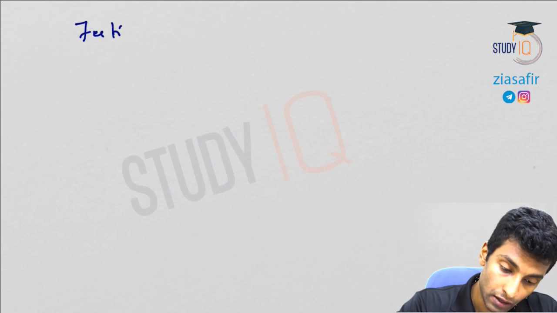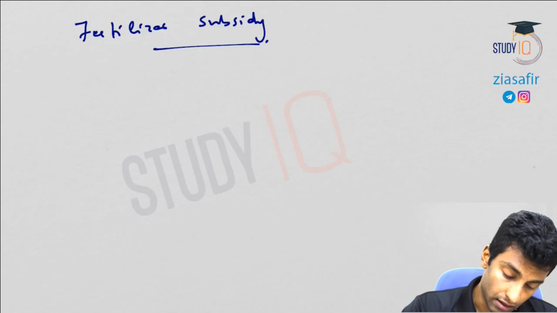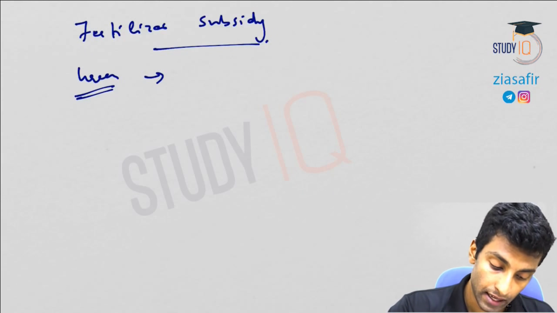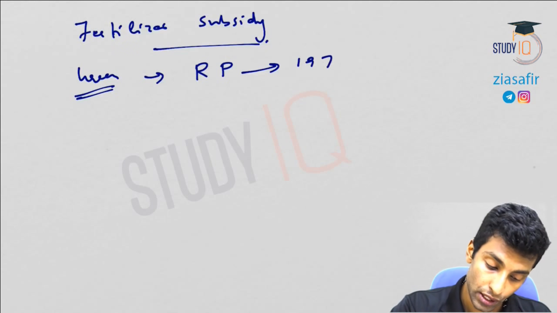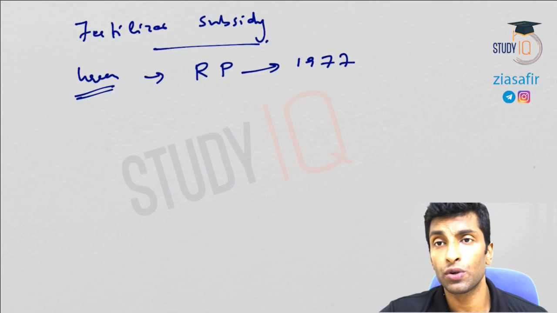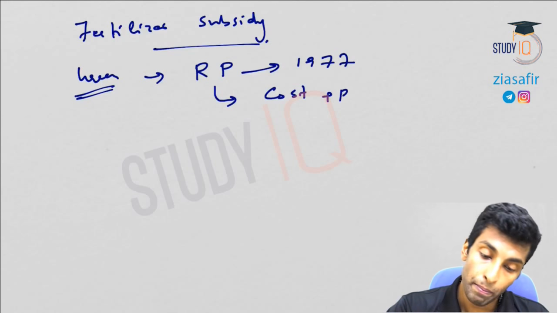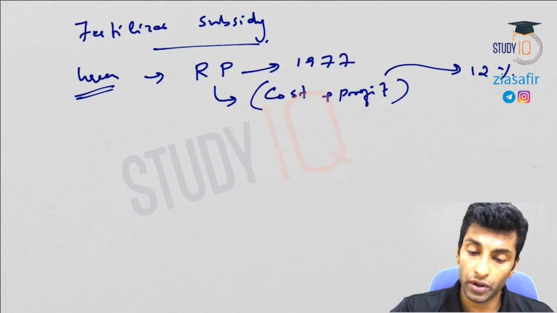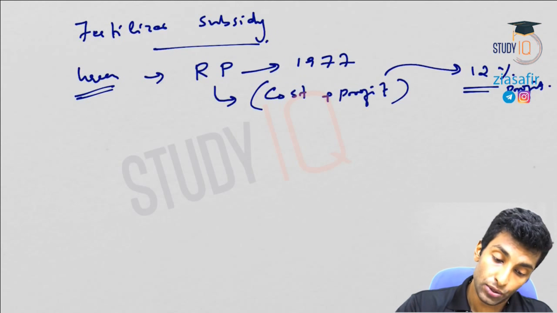Then the next important subsidy is fertilizer subsidy. Here we will talk about the subsidies given for fertilizers. When we talk about urea, there was a retention price scheme, RP, which was introduced in 1977. They will ask you in prelims what you mean by retention price. Retention price is the cost of production plus profit. Government is allowing around 12% profit on the cost of production. So retention price is this.